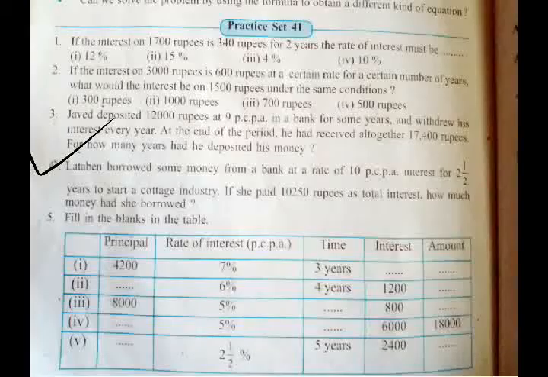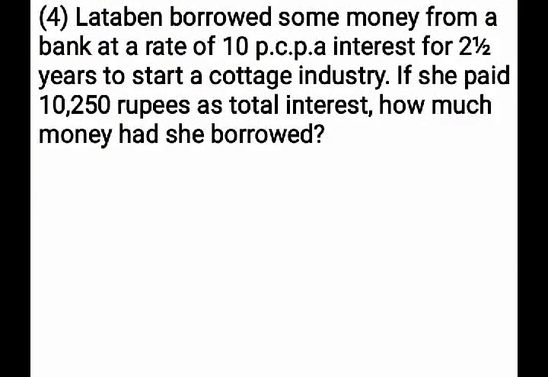Next, Lataben borrowed some money from a bank at a rate of 10 PCPA interest for 2.5 years to start a cottage industry. If she paid 10,250 rupees as total interest, how much money had she borrowed? First you have to understand what is given in the first sentence of this sum. In this sentence, rate of interest and time are given.